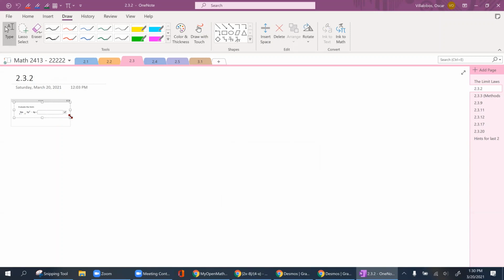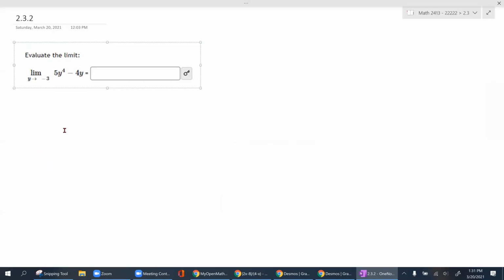So we have the first one, which is a refresher because we've seen something like this before, as a previous example. You're asked to evaluate this limit, to evaluate the given function. Your function is 5y to the 4th minus 4y at y equals -3. There are different things we can do here. You can plug it all in at once, or you can go ahead and separate these.